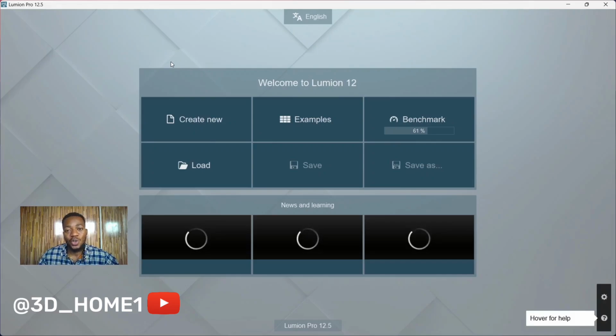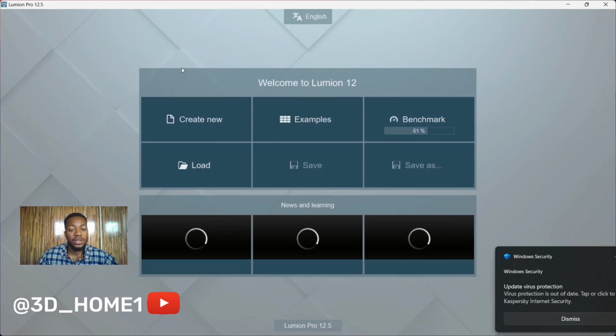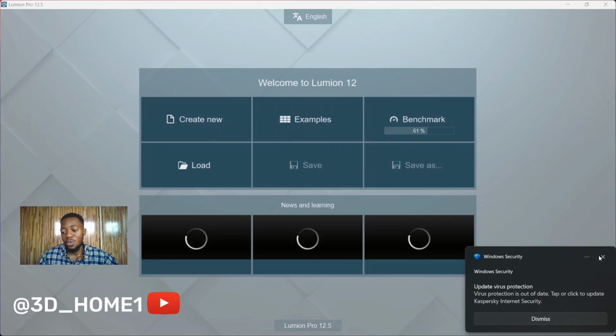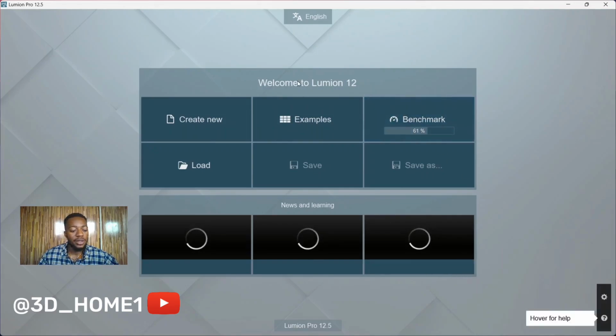Something you need to know about Lumion 12. I got a question in one of the comments. Someone was asking if I can make a little explanation about the specifications of Lumion, the recommended specification for the kind of system he can get that will carry Lumion 12.